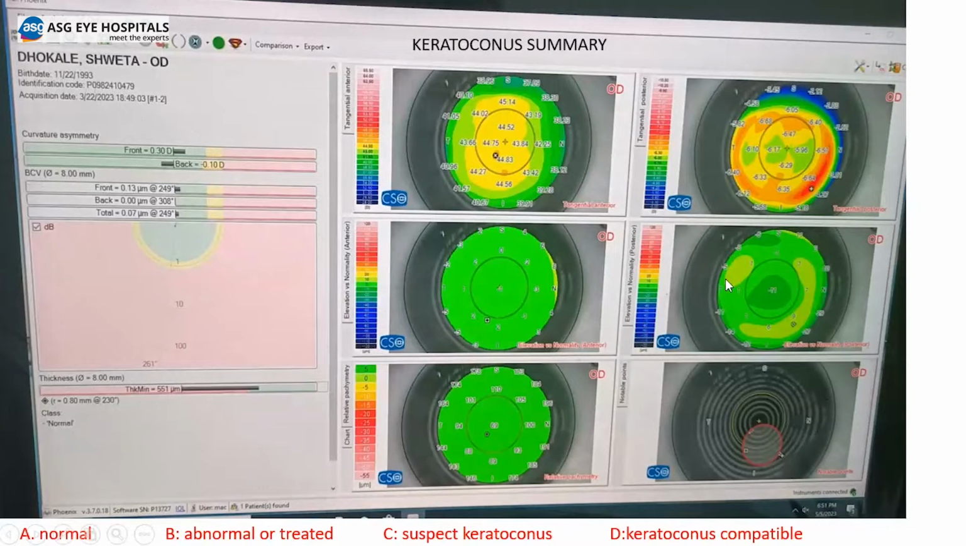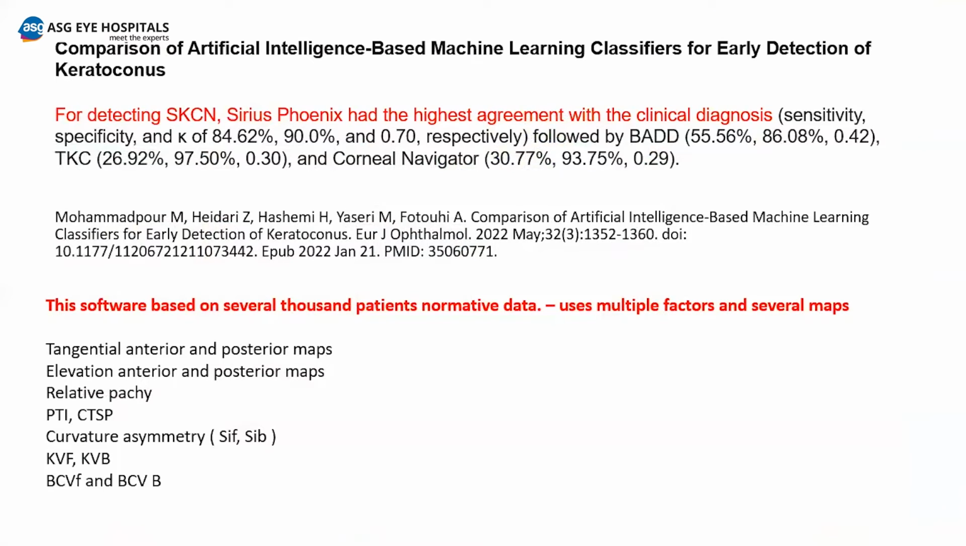These are the maps that come in the keratoconus summary: tangential maps, elevation maps, relative pachymetry, and Placido rings. How does the system decide if it is normal, abnormal, suspect, or keratoconus? There is artificial intelligence in the system which compares it with a huge population of data. Very importantly, Sirius has a good sensitivity in diagnosing subclinical keratoconus. With the current studies, including a 2021 study, it is highly sensitive and equivalent to Pentacam. There may also be a few areas where it could be better than Pentacam.